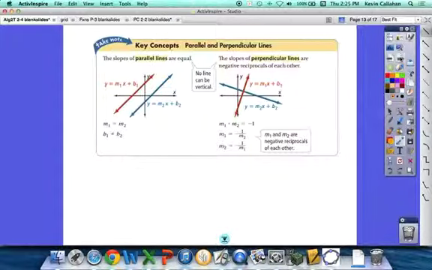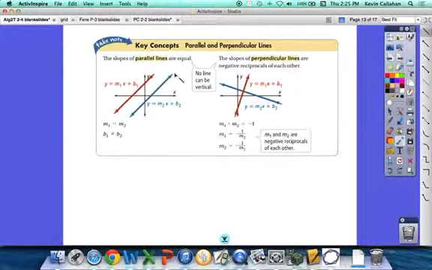If you have two lines and they're parallel, what does it mean to be parallel? It means that the lines don't intersect, which means they have the same slope. They're going up and over exactly the same. So if they start with a distance between them, they're always going to have that same distance between them.